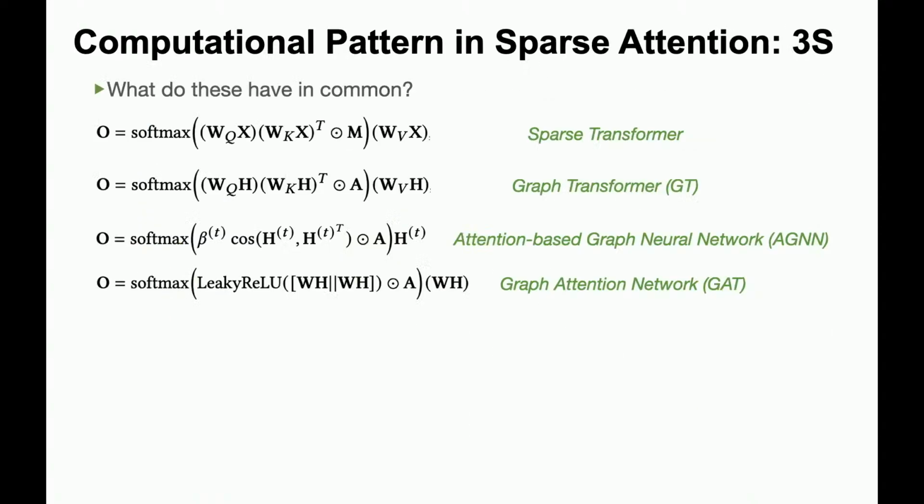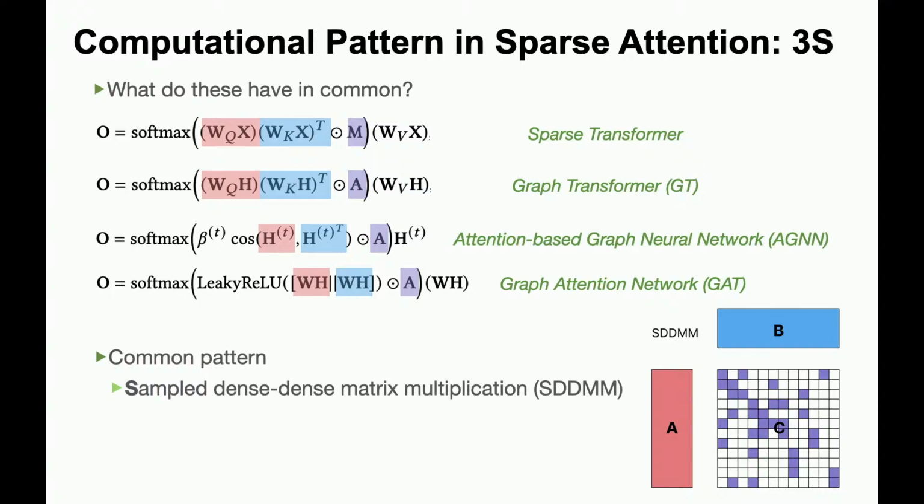And it so happens that the computational pattern in sparse attention, in sparse transformers and graph transformers, also shows up in a bunch of other popular models. Here I'm showing you two more: an attention-based graph neural network, which is a different formulation, no need to worry about this for this talk, and also graph attention networks. So the question is, what do these have in common? What is the computational pattern?